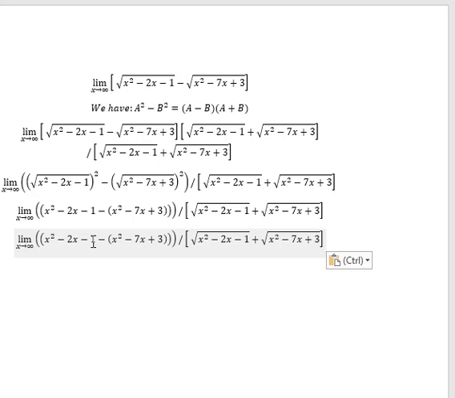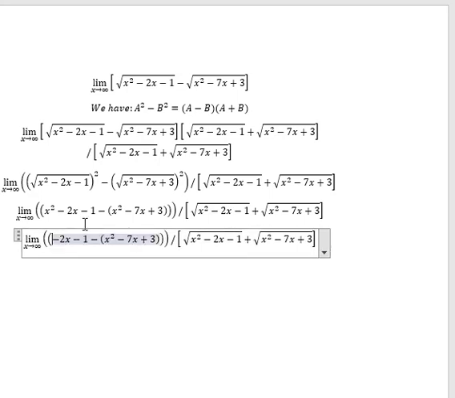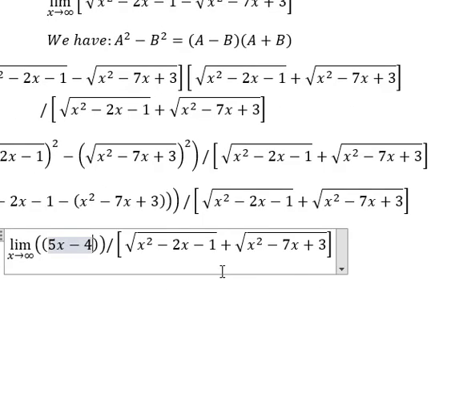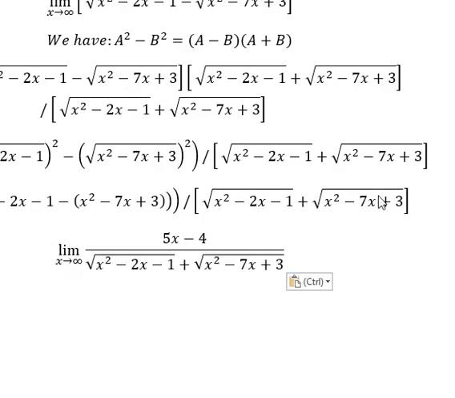So s squared minus s squared, they will cancel. Negative 2s minus negative 7s, you will get positive 5s. Negative 1 and negative 3, so you get negative 4. And now you will get it like this.